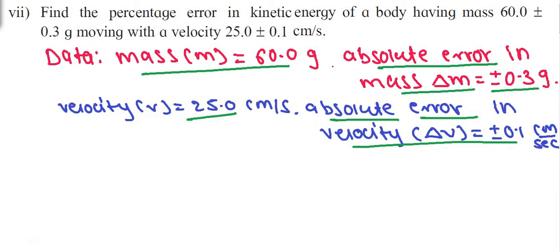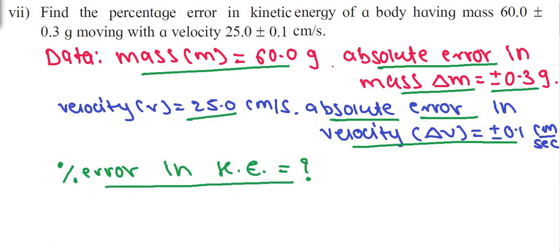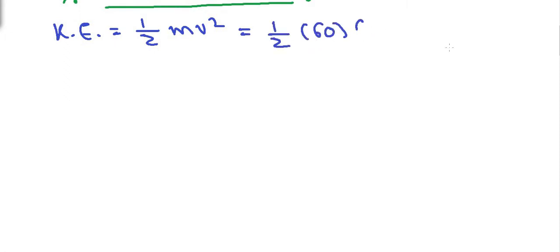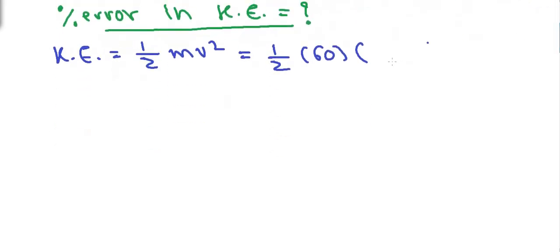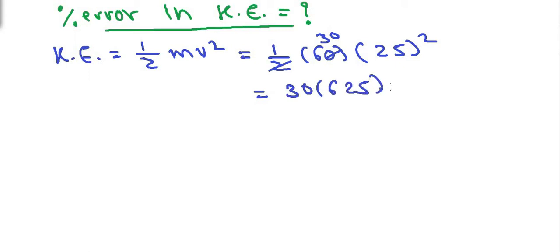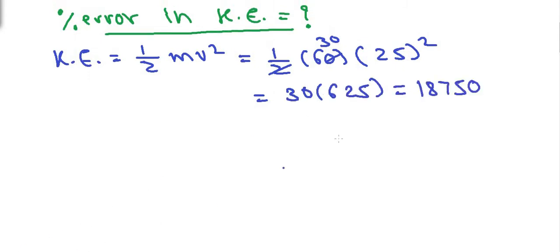Now what we need to find is percentage error in the measurement of kinetic energy of a body. Let us first find out the value of kinetic energy of the body. Kinetic energy is given by the formula KE equal to half m v square. That is equal to half into mass, mass is given 60, multiplied by velocity, velocity is 25, squared. That is equal to 30 into 625.